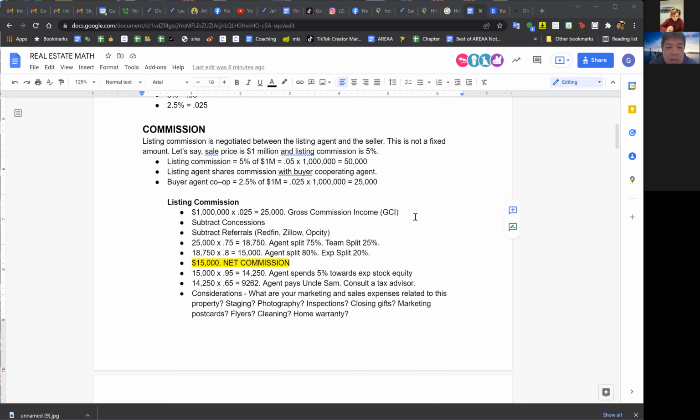So let's say the sale price is $1 million and the listing commission is 5%. Let's say the listing agent went to talk to the seller and said, yes, I believe your condo is worth $1 million. And for me to sell it will be 5%. That is my cost. So to calculate that, the listing commission is 5% of $1 million.